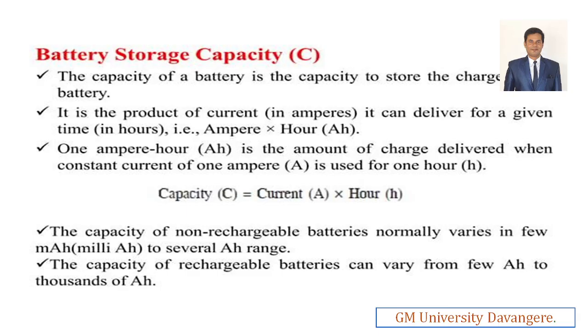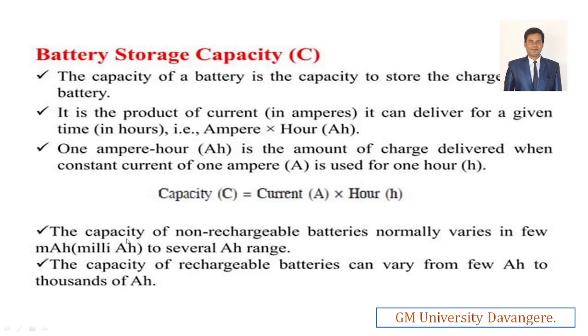So the capacity is equal to current multiplied by hours. If in 1 hour it is delivering 50 amperes of current, in 2 hours it may deliver 75 amperes of current. So by multiplying these two factors, the current and the hour, it gives the value of Ah. The capacity can be determined with the Ah factor of the batteries.